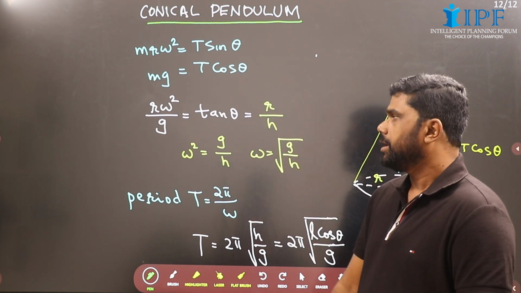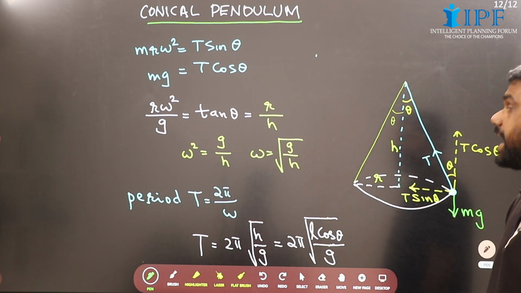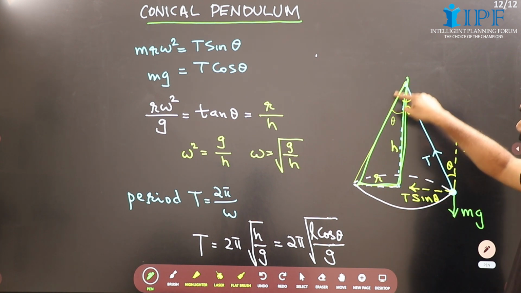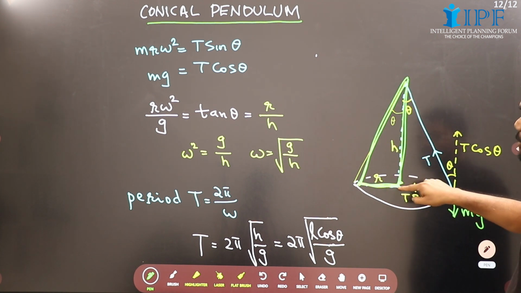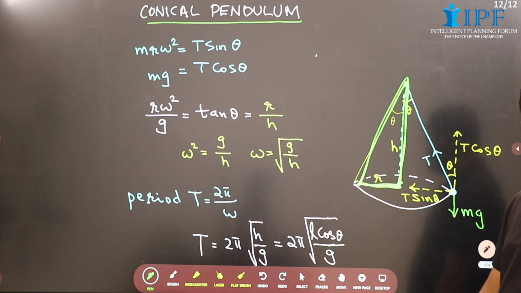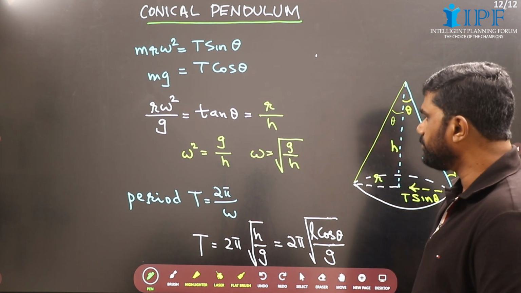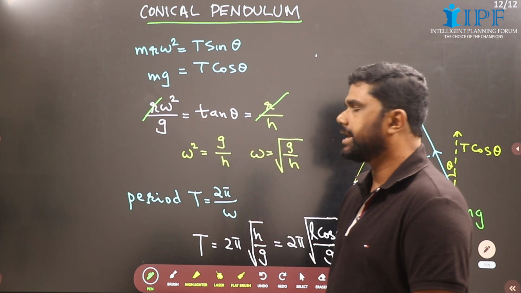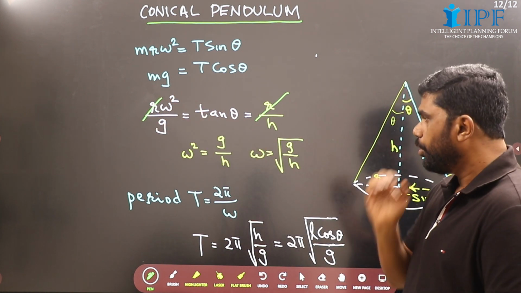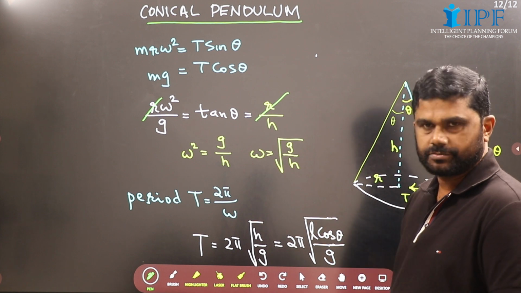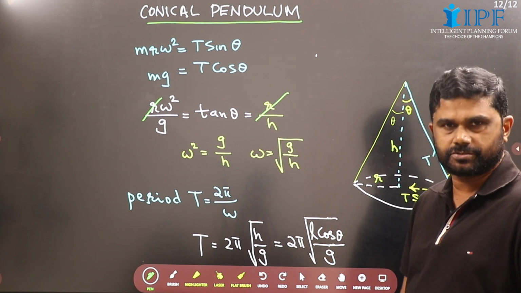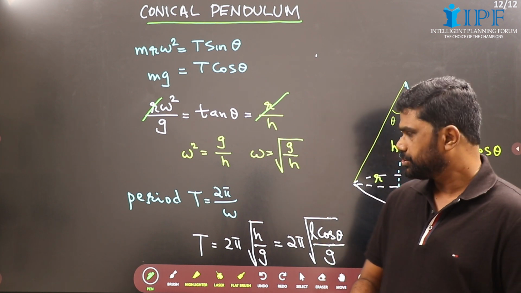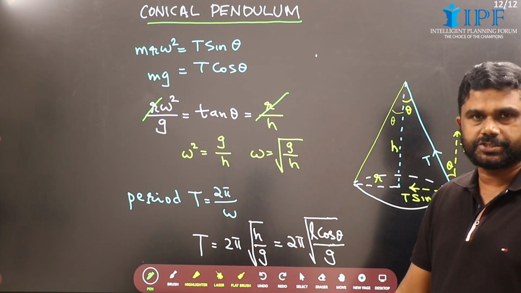Divide these two. R omega square by g equal to tan theta. See, consider this triangle. This is the opposite side and this is the adjacent side. So tan theta will be r by h. Now this r and this r can be cancelled. So omega square will be g by h and omega will be root of g by h. Period of revolution, T equal to 2 pi by omega. So it will be 2 pi root of h by g.